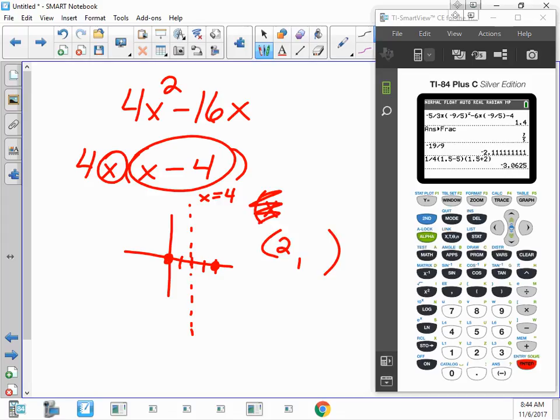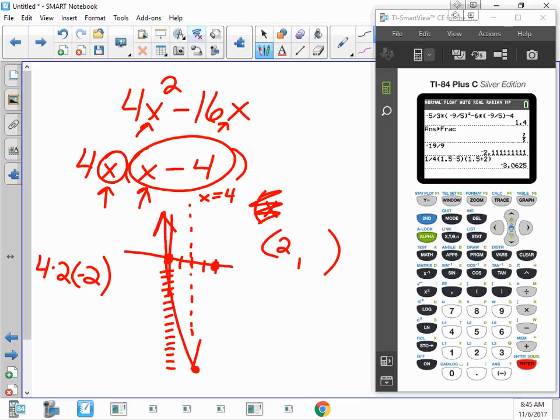So 2 comma something. And I take that 2, and I can either plug it in here, or if you prefer, you can plug it in there. 4 times 2 times, what is 2 minus 4? -2. 4 times 2 is 8. 8 times -2, -16. So I go down right to there. Does that make sense? Yeah? All right. What about this?